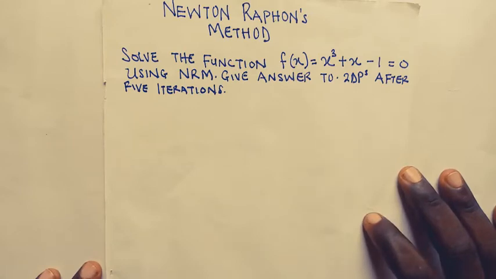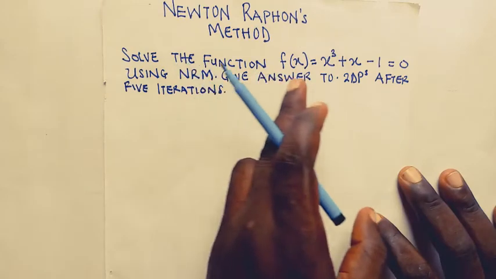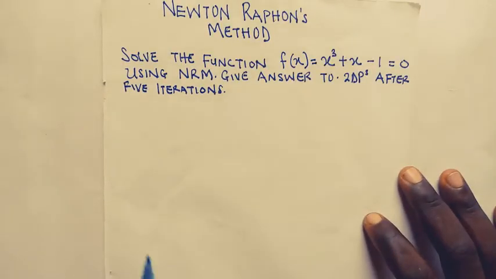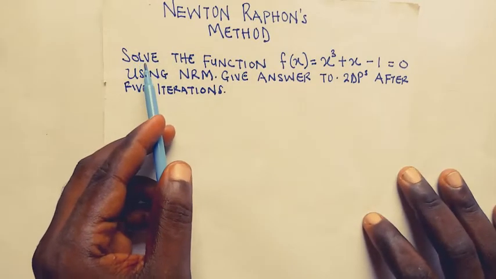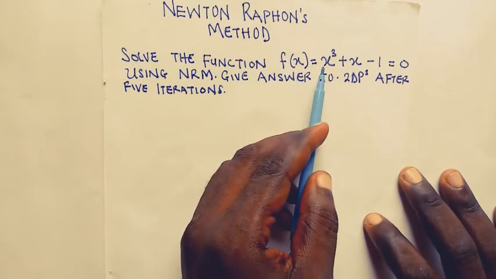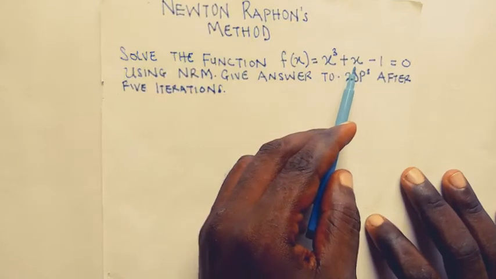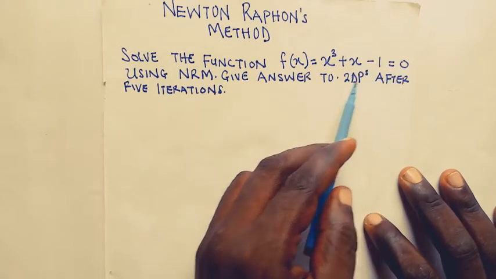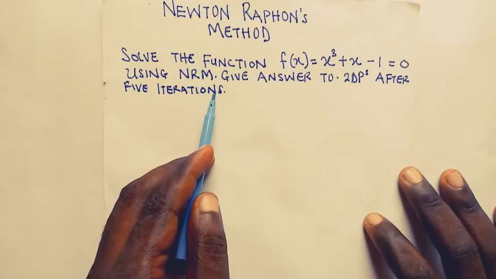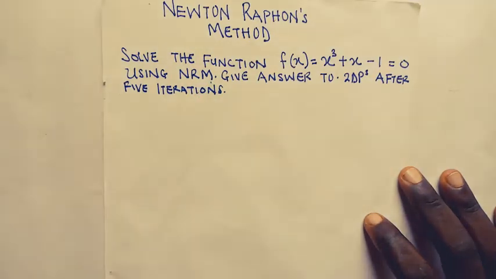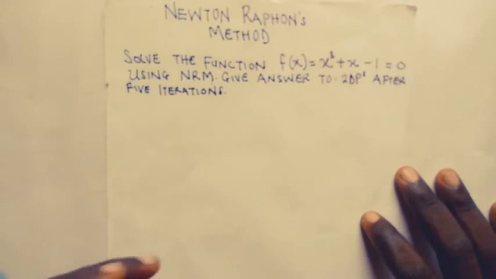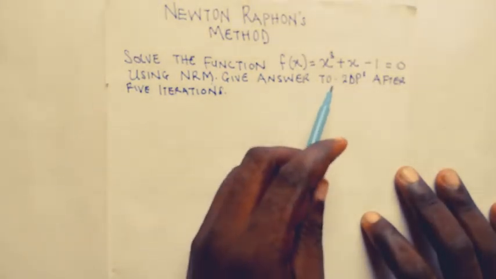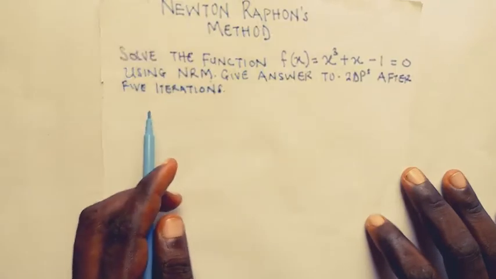Today, we want to solve this problem using the Newton-Raphson's method. And the question says, solve the function f of x is equal to x cubed plus x minus 1 equals 0 using the Newton-Raphson's method. By the way, NRM means Newton-Raphson's method. Give the answer to three decimal places after five iterations.